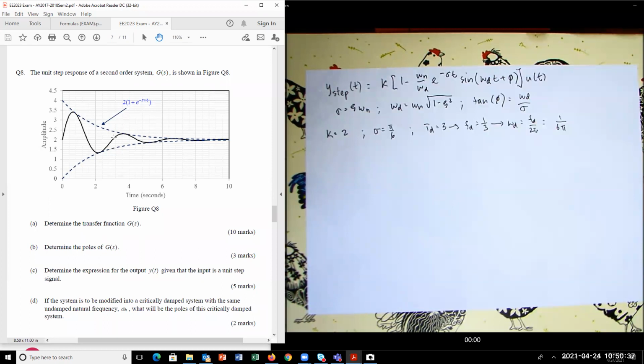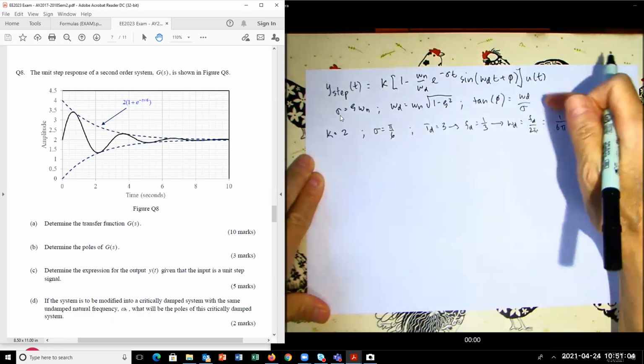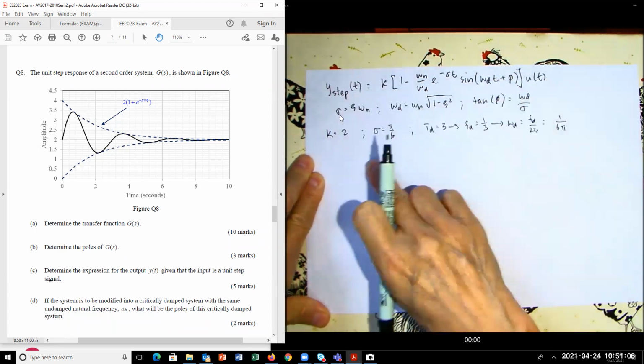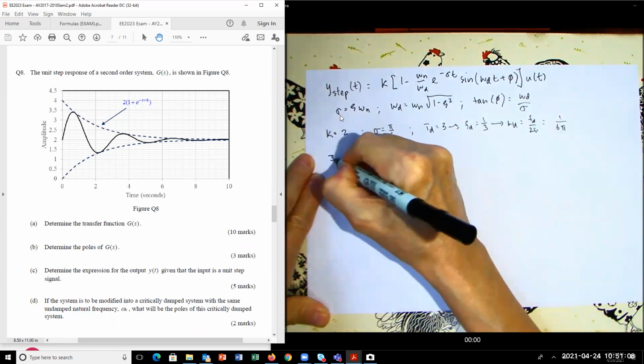You pick some convenient point to find TD. Okay, so out of this equation, we already found K, we found omega D, we have found sigma. So the only two unknowns now are omega n and phi. So you use the equations here. You know sigma. So from the first one, sigma is pi over 6, pi over 6 is zeta omega n.